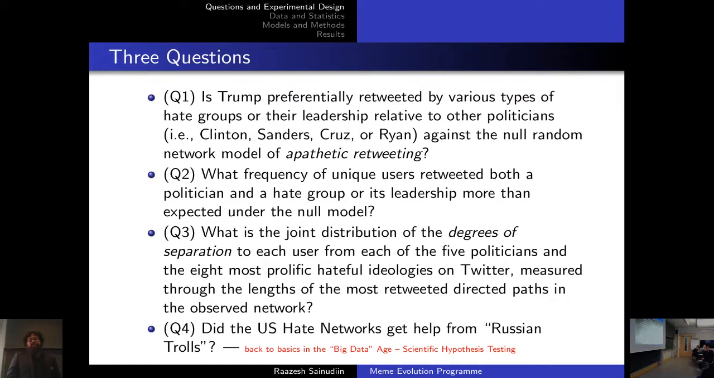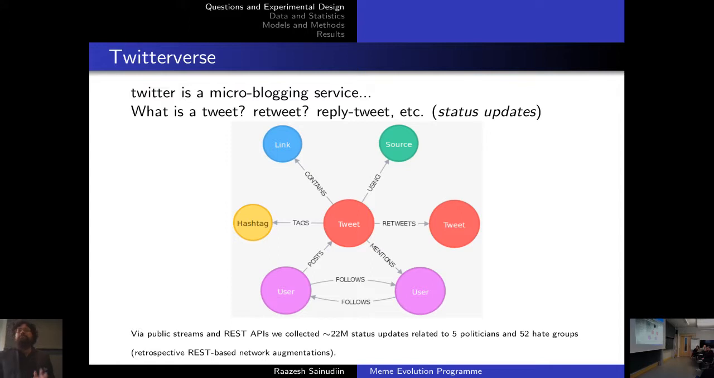Okay, so the last question is, did the US hate networks get help from Russian trolls? So again, back to basics in the big data age, scientific hypothesis testing, right? 1901, Philosophical Magazine. Carl Pearson, right? Chi-square test. We're going back there. It's kind of lost nowadays.